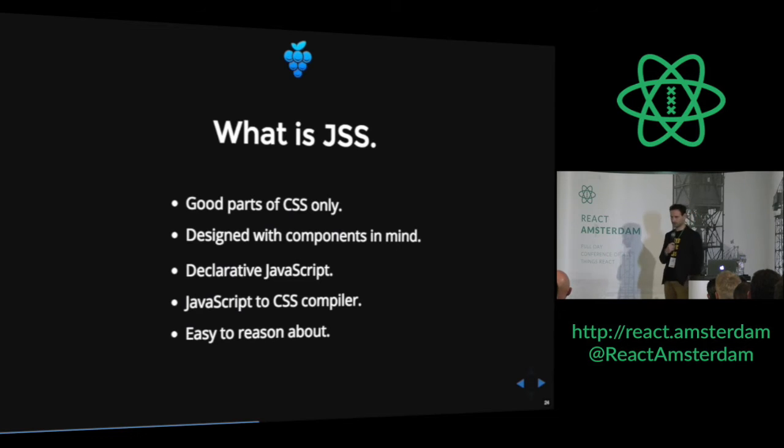When I'm asked to define what GSS actually is, it's hard to do. So I wrote some statements which describe GSS more or less accurately. It's the good parts of CSS only. It's designed with components in mind. It's declarative JavaScript. It's a JavaScript to CSS compiler. And the thing I'm most happy about is that it's easy to reason about.